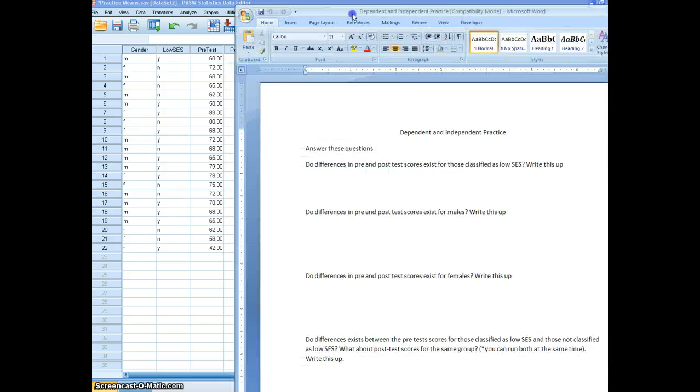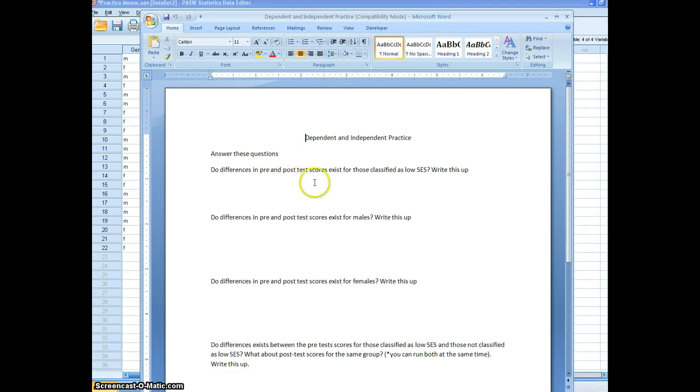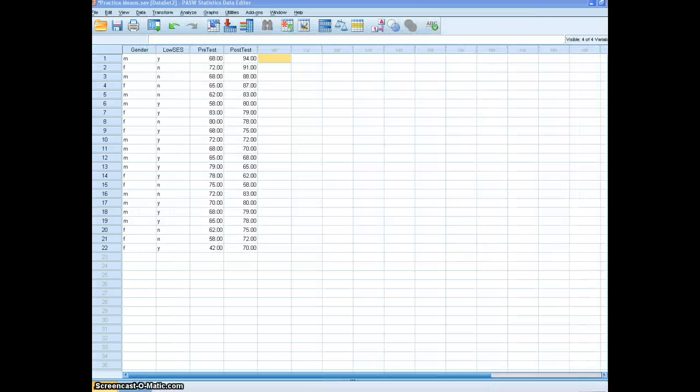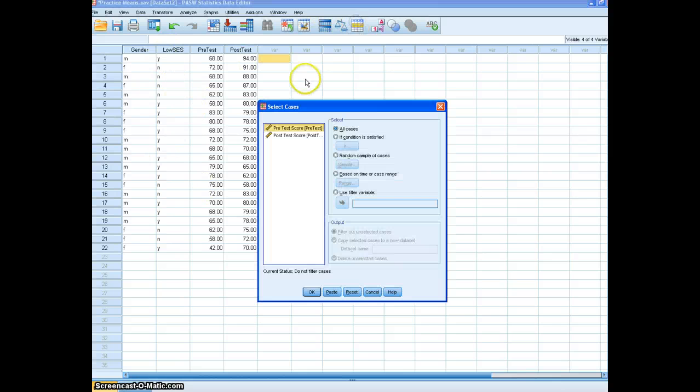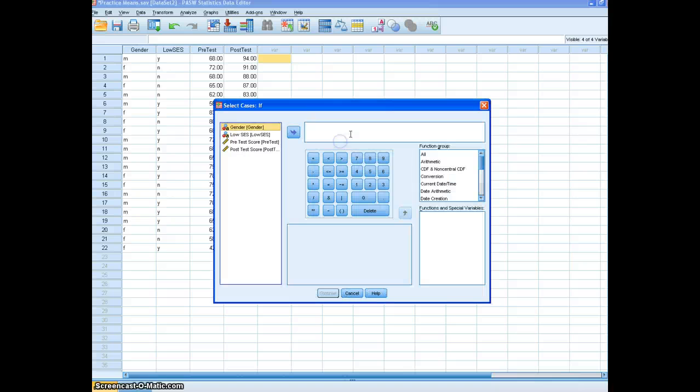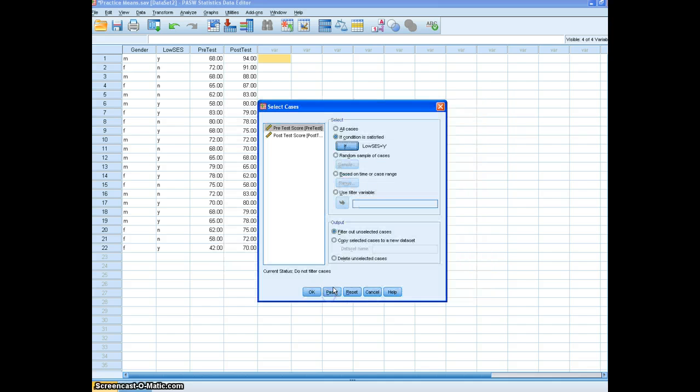The first question that it asks on here is, do differences in pre and post-test scores exist for those classified as low SES? I don't think anybody's having any trouble picking out the low SES or doing anything like that. That doesn't appear to be the issue. It's picking the right test, but we're going to do this anyways. So we're going to make sure we pick only those that are low SES.